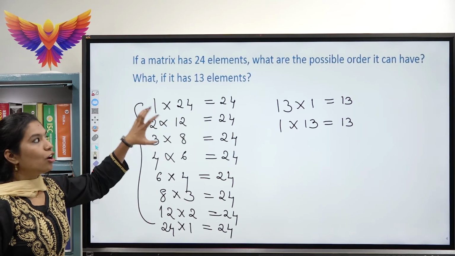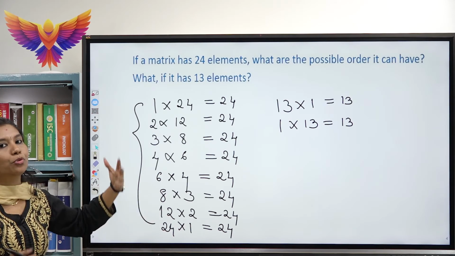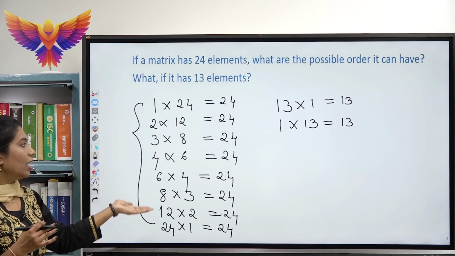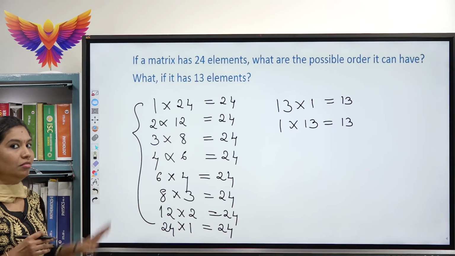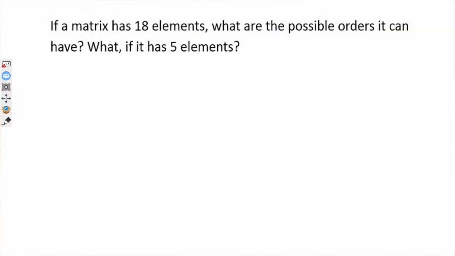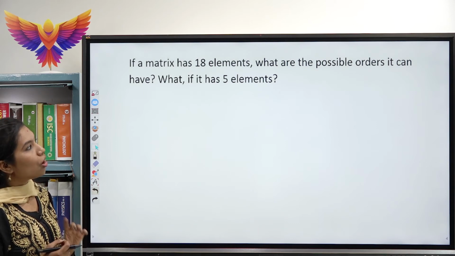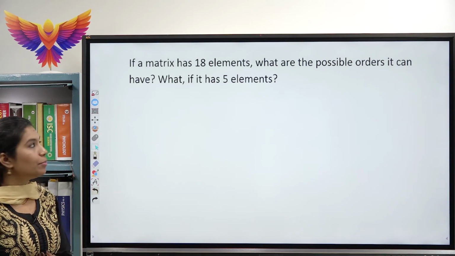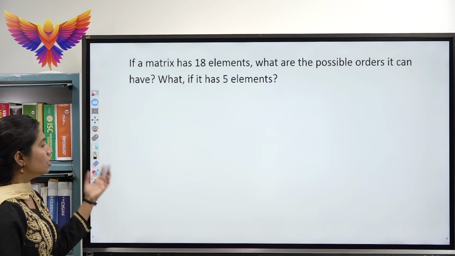So when you have to find out the possible orders, this is the pattern that we have to work on. Even the reverse, when an order is given, the number of elements can be found using the same technique. We have another problem which is similar to the one we have worked on. If a matrix has 18 elements, what are the possible orders it can have? Again, it's the same thing, just like the problem we have solved just now.